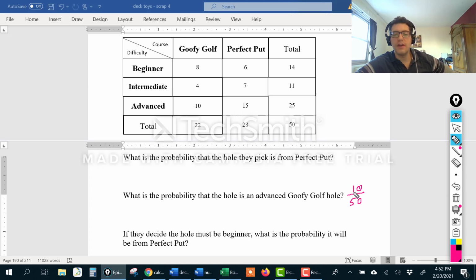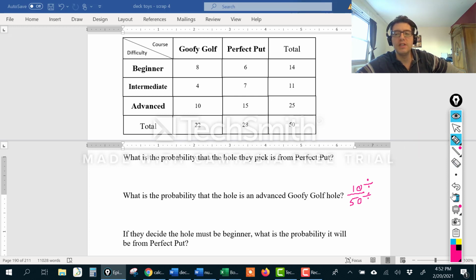Can we reduce that? Yes, we can. Both of these numbers are divisible by 10. So 10 divided by 10 is 1, and 50 divided by 10 is 5. So our reduced fraction for the probability is 1/5, okay? And by the way, if you didn't, off the top of your head, realize that both of these numbers were divisible by 10, then you could have worked it out this way.